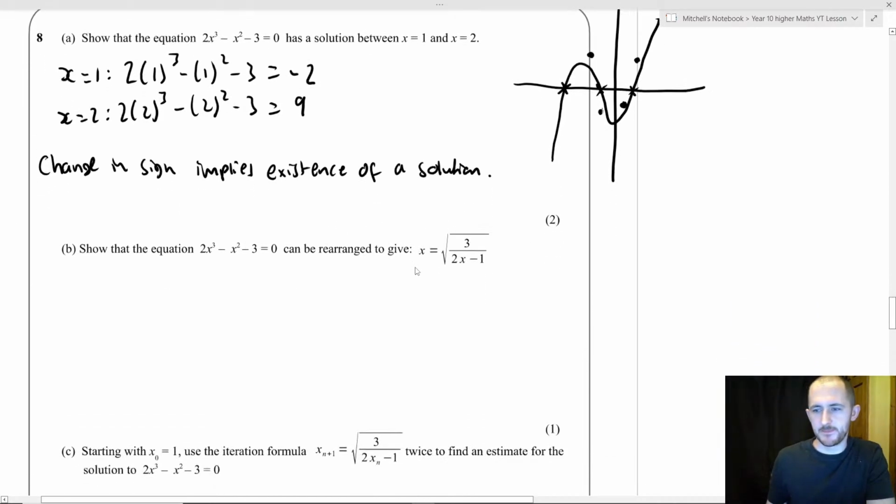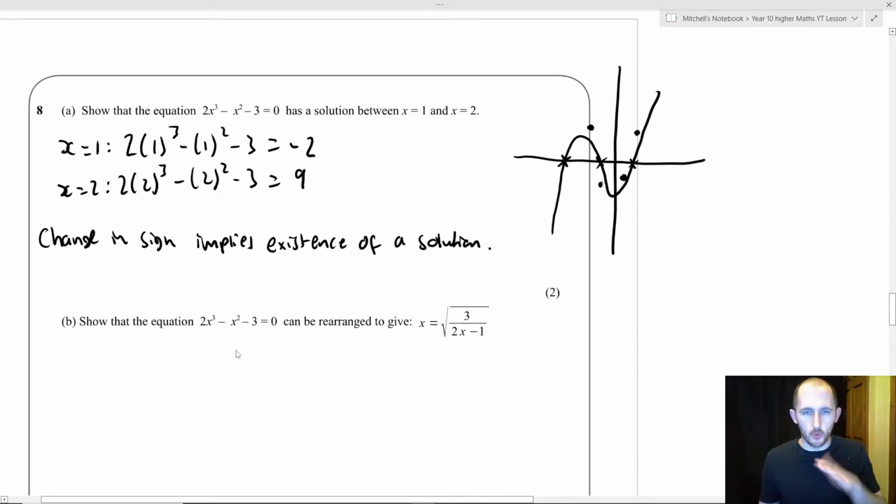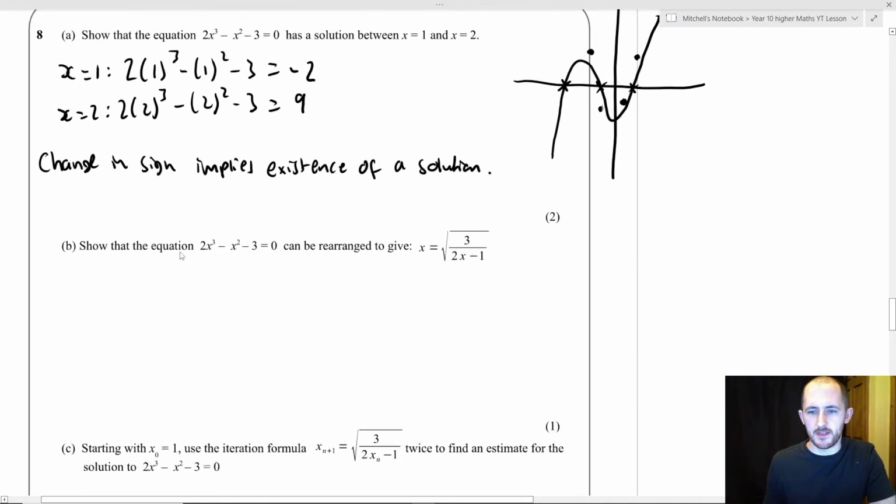And lastly, so again, these are the hard questions in my opinion. Normal iteration I don't think is that difficult. I think you guys are completely fine with it. But when it comes to rearranging and then some of the slightly different things they can ask you, it can get a bit tricky. So, show that the equation 2x cubed minus x squared minus 3 can be rearranged to give this. So again, we need to use our logic.